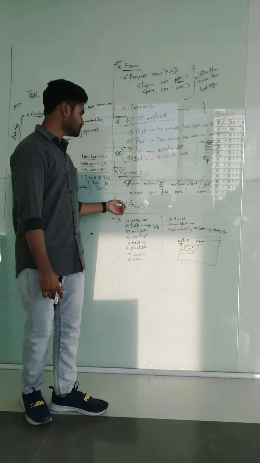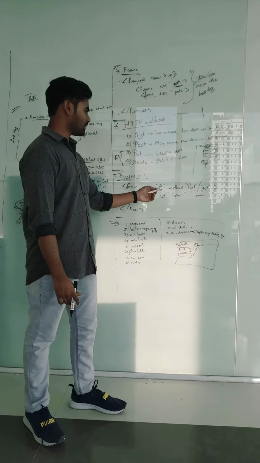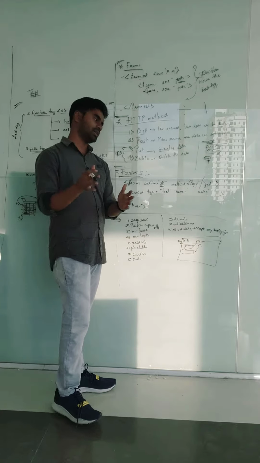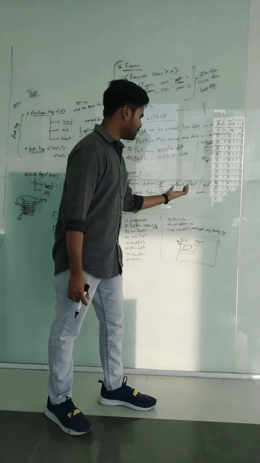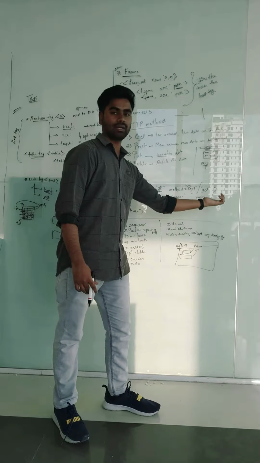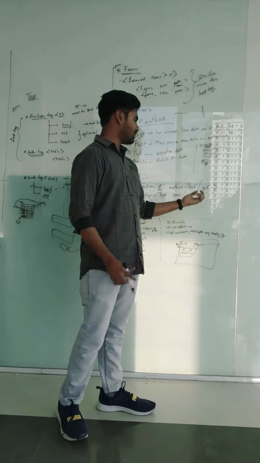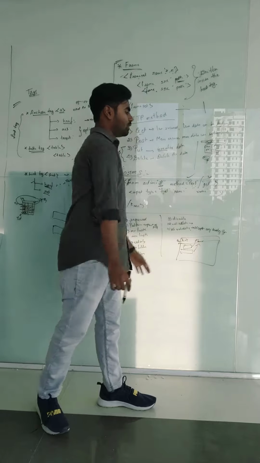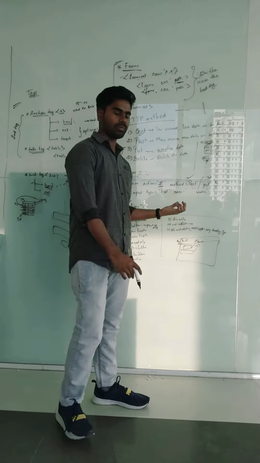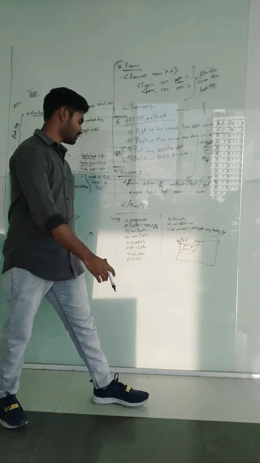Forms. Form action: here the hash represents a particular page. Method, for example, the portion here. Post is mandatory, and get you don't prefer. Input type, text: what type of text you want to give, and name and values.